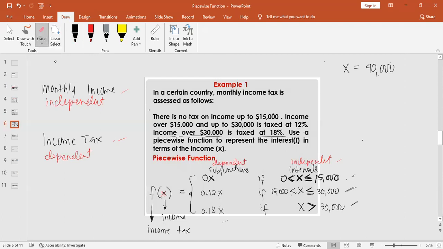It's in the third interval. Kasi nga, 40,000 is greater than 30,000. So it means that we have to use also the third subfunction to compute for the required value. Okay, so we will write for x equals, f of x is equal to 0.18x. And since we are asked to compute for the income tax, if x is $40,000, then we will replace the variable x by the given value.